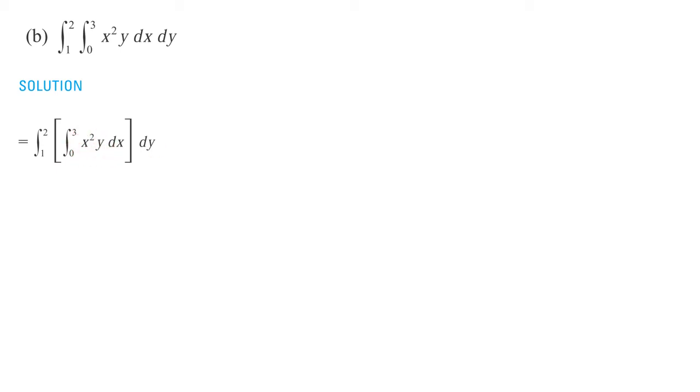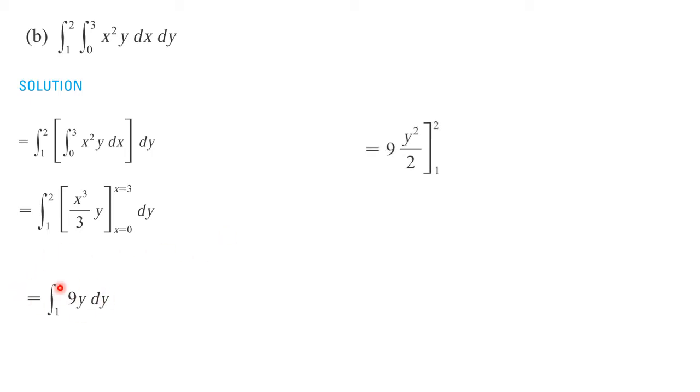x dy. After integration, we'll get x cube over 3y, limits from 0 to 3. Solve it, we'll get integrate from 1 to 2, 9y dy. Now integrate it with respect to y, we'll get 9y square over 2. Solve it and we'll get 27 over 2 as our final answer.